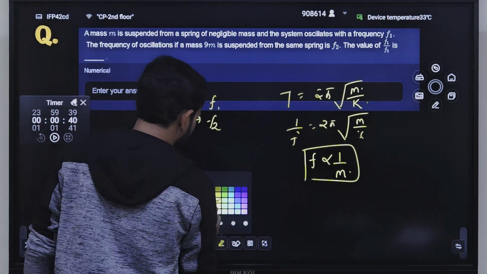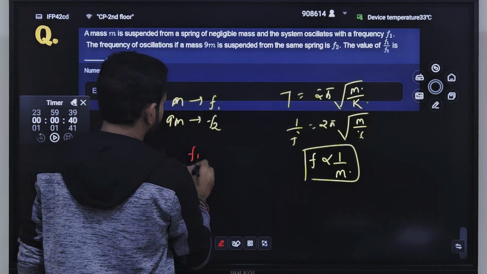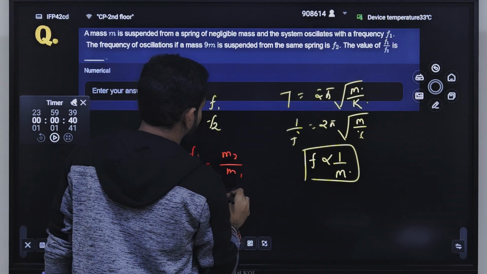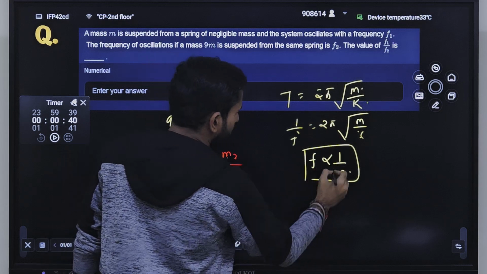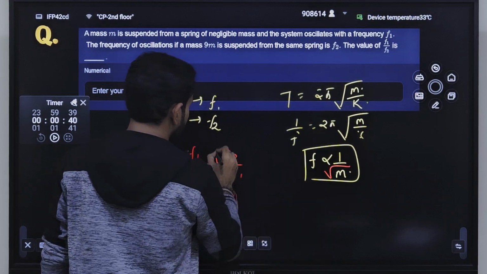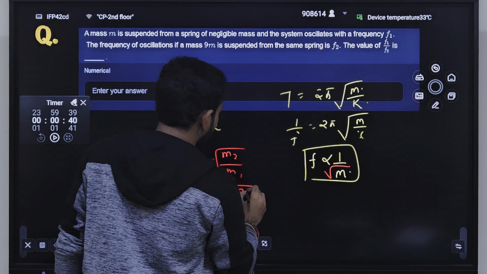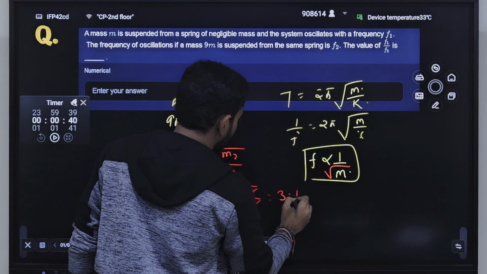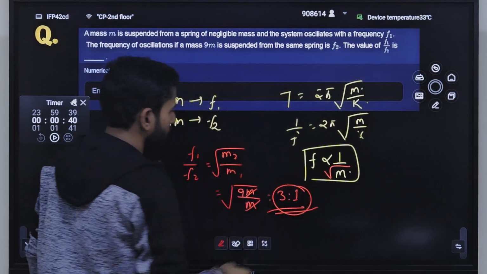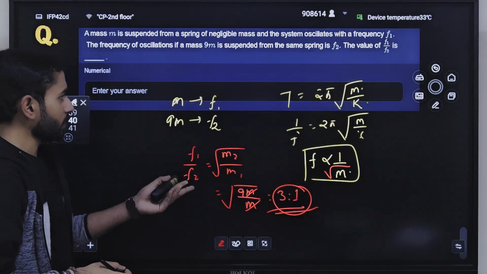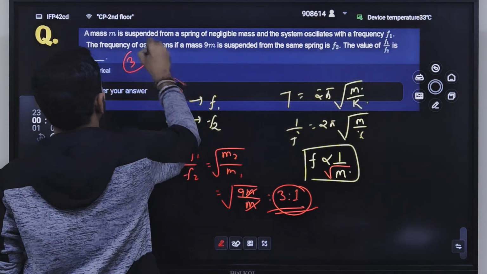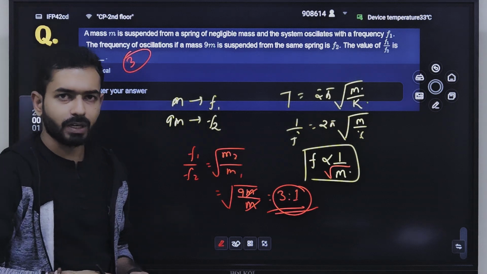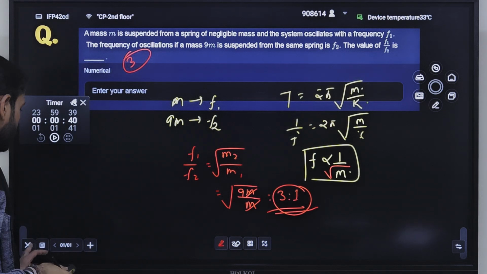If this is the case, then f1 by f2 will be equal to root under m2 by m1. It should be root under because there is root under mass. What is m2? m2 is nothing but 9m, and m1 is m. So the answer will be 3 is to 1. That is the numerical value we will have. Any doubt? If you still have any doubt, you can comment down your doubt. I will reply from there.